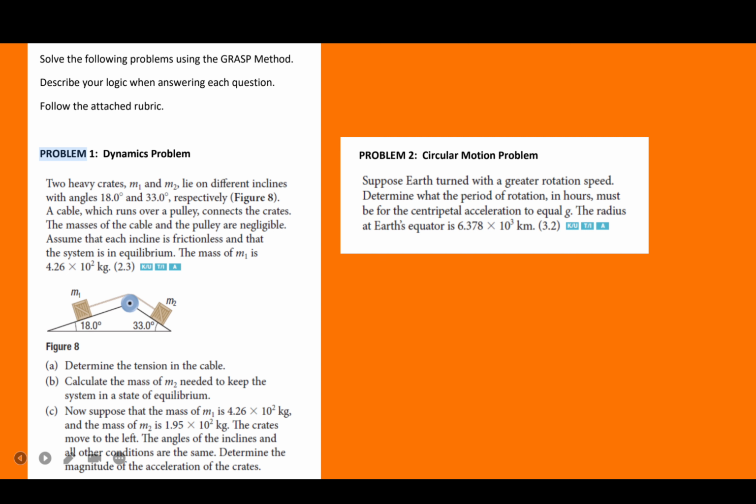Problem 2 is a circular motion problem. Suppose Earth turned with a greater rotation speed. Determine what the period of rotation, in hours, must be for the centripetal acceleration to equal g. The radius at Earth's equator is 6,378 kilometers. Now, we are going to solve these problems one by one using the GRASP method.